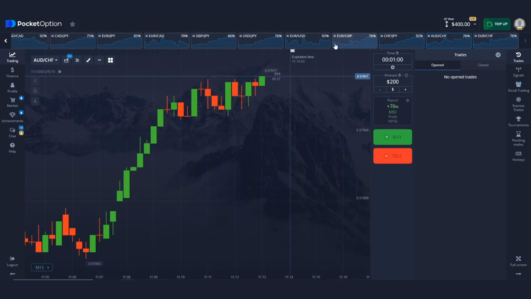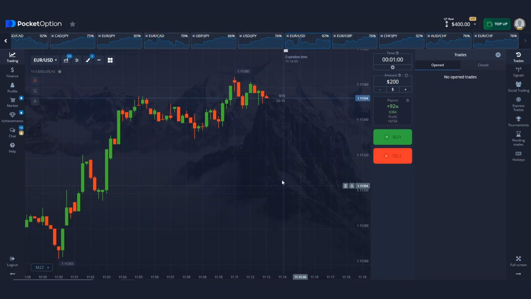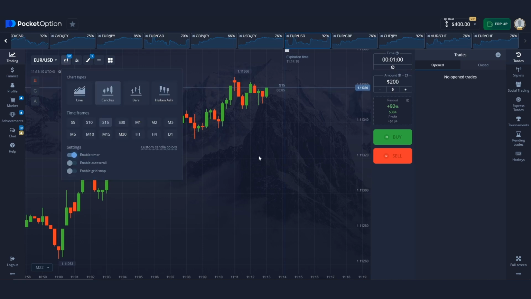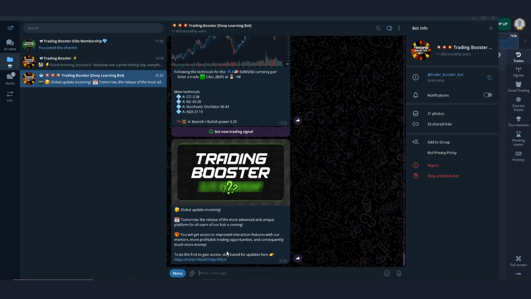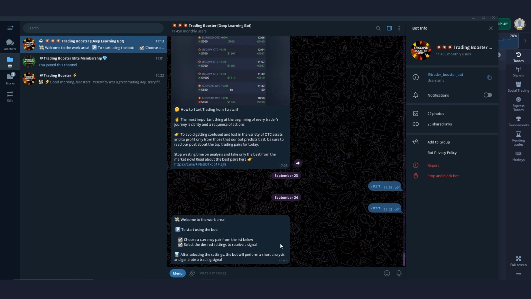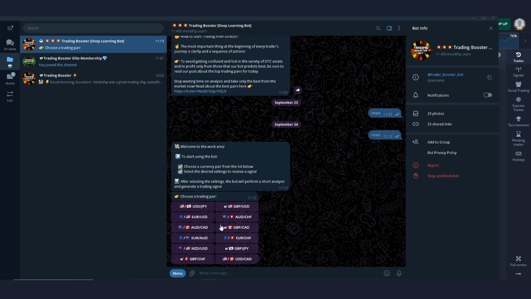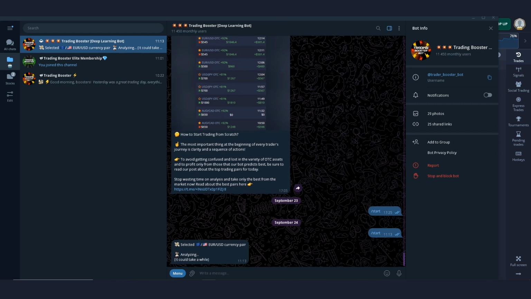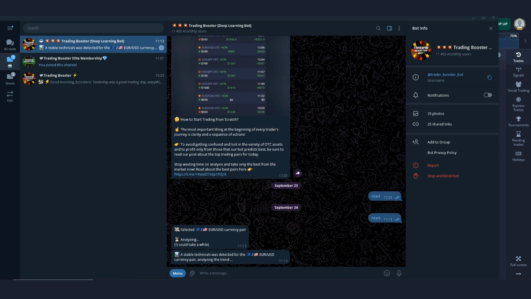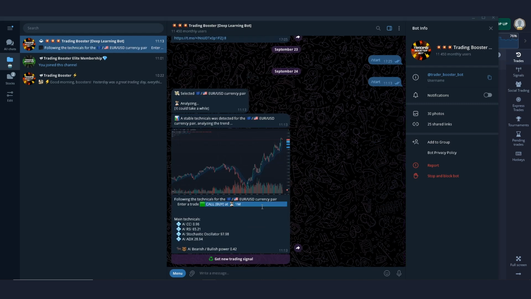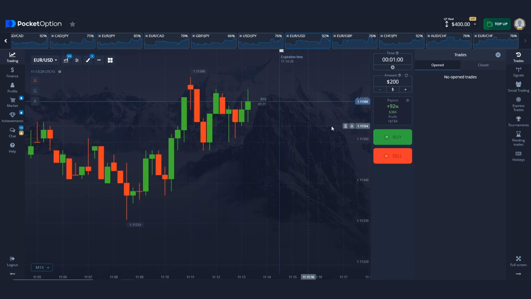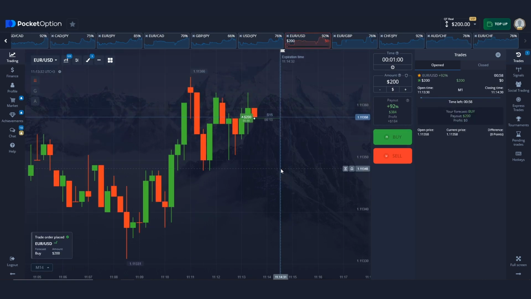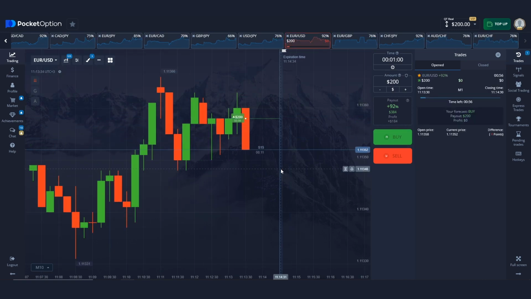I propose to immediately select the currency pair Euro-Dollar, $200 on deposit, 1 minute per trade and candles 15 seconds. I go to the Booster Bot itself. I choose the currency pair Euro-Dollar and the time for the trade, 1 minute. I get a buy signal for 1 minute and immediately open my buy trade, and then in this video I will share with you the secret of candlesticks, which will help you to earn even better with Booster Bot.